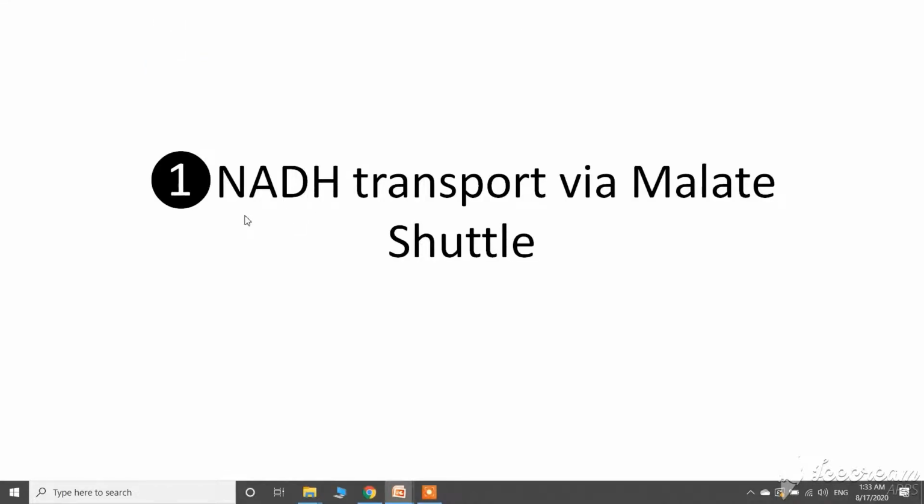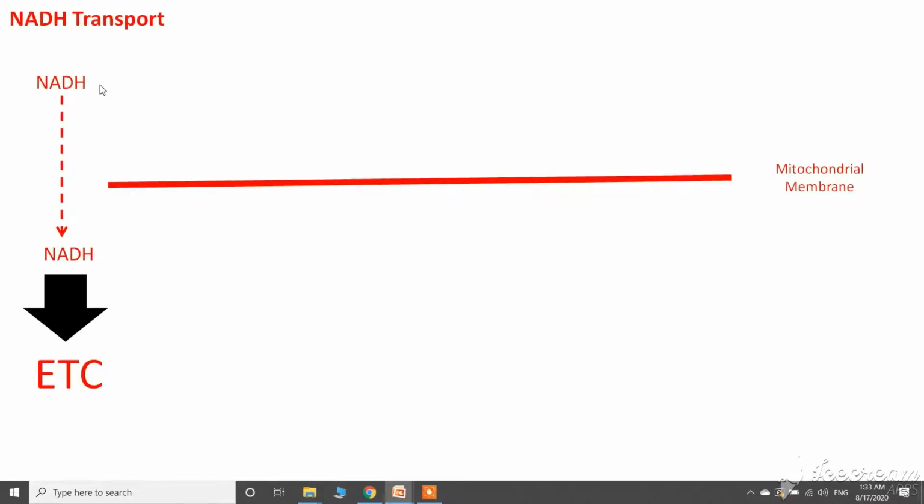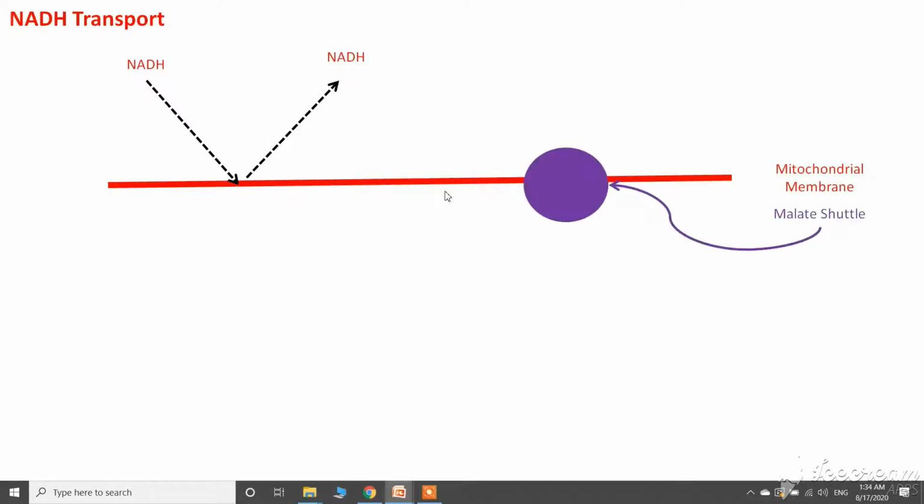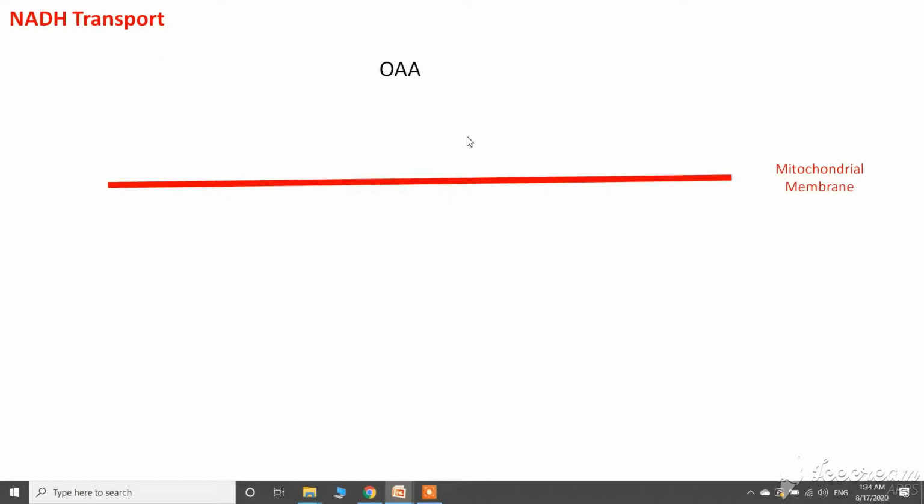Okay, so we're going to start by discussing NADH transport via the malate shuttle. So, like we said before, NADH needs to be transported inside the mitochondria in order to participate in the electron transport chain where it can produce ATP. Now, the problem is that NADH cannot go through the mitochondrial membrane. It's not permeable to it. So the way that we transport NADH into the mitochondria is by using a shuttle. This shuttle is called the malate shuttle. Okay, so how does this happen?